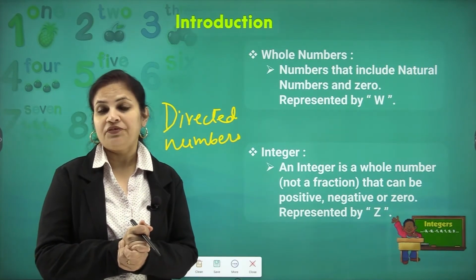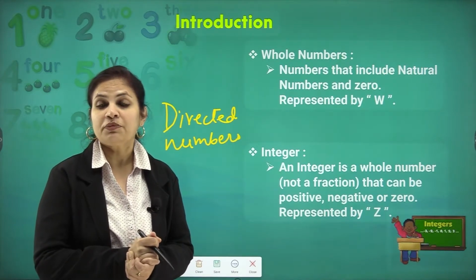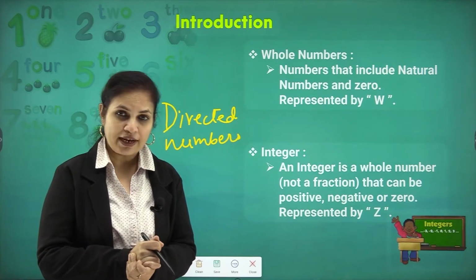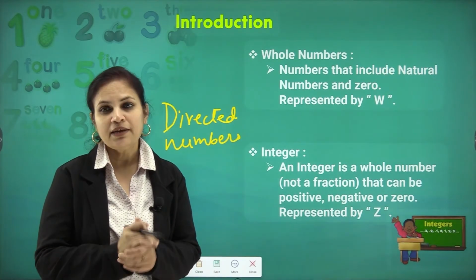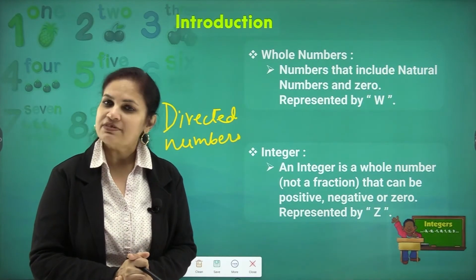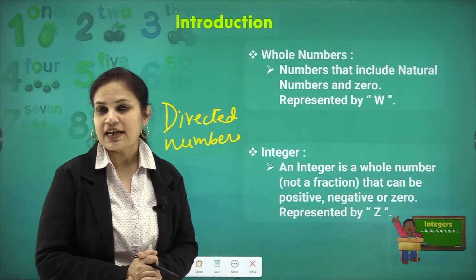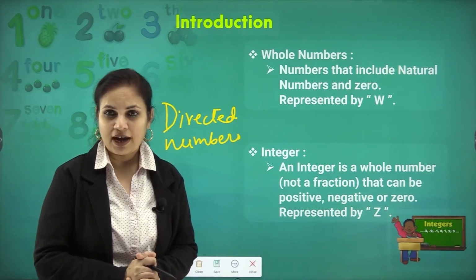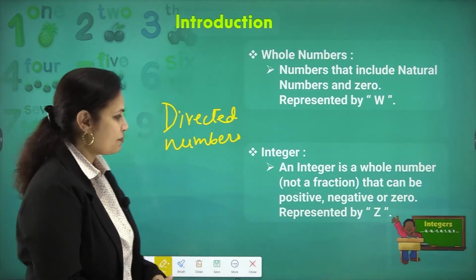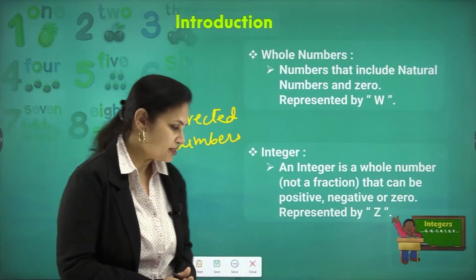For example, if I tell you to move 5 steps, my sentence would be incomplete. But if I give you a direction, move 5 steps to the right or 5 steps to the left, then my instruction would be complete. Similarly, on a number line, if I say 5 steps to the right, I am indicating positive 5. But if I say 5 steps to the left, I am indicating negative 5. That is why integers, represented by Z, are also known as directed numbers.